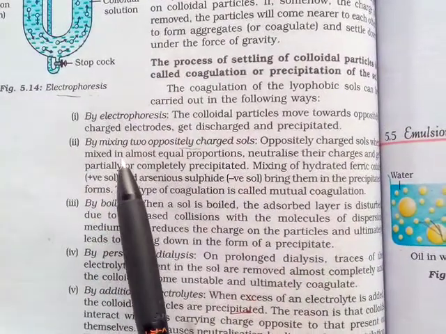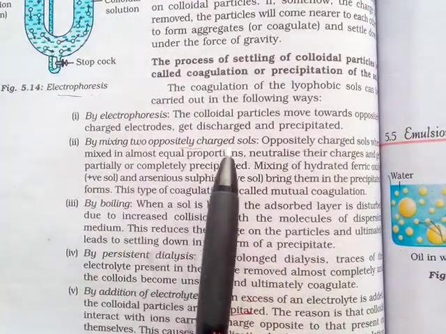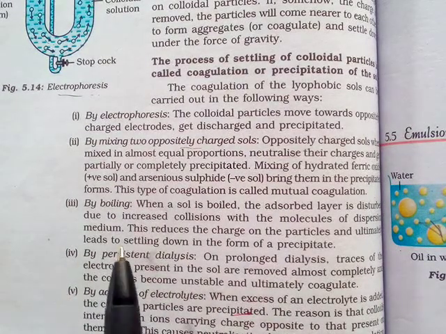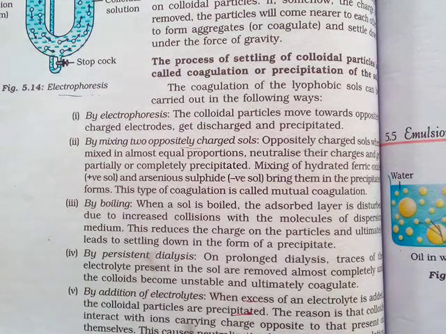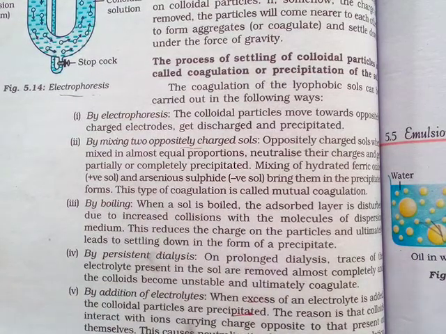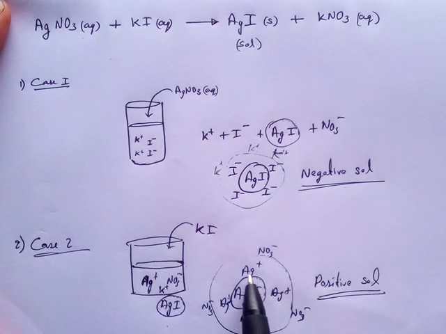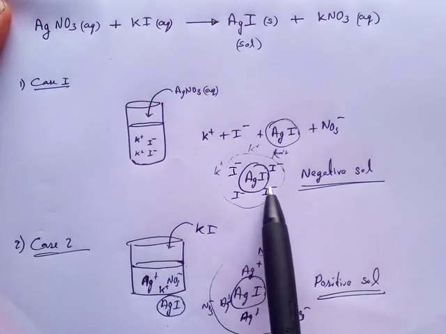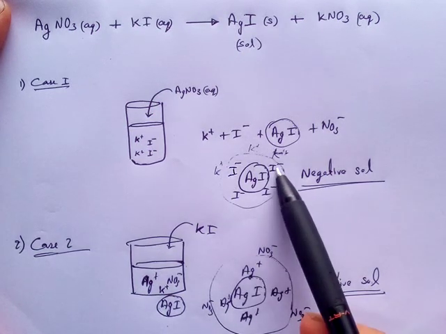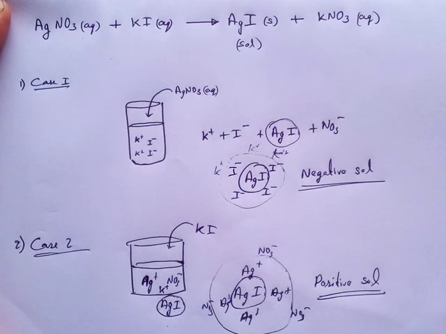Now, by mixing two oppositely charged sols. Like in the earlier example, AgI, if we have an equimolar amount of AgI with positive charge and AgI with negative charge and we mix them together, then they will settle down, because of the primary layer. You can see here, Ag is the primary layer in one and I is the primary layer in the other. So this Ag reacts with I and again it forms AgI. In a similar way all the charge gets discharged, then the coagulation takes place.